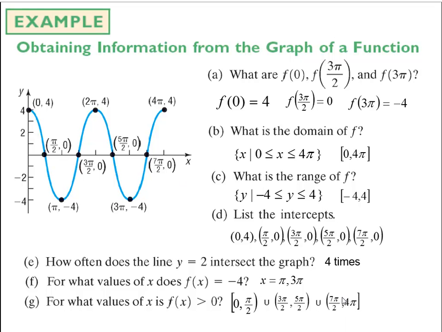And again, I'm going to use a parenthesis at 7 pi over 2 because I don't want it to equal 0. I want it to be greater than 0. And then I'm going to put a bracket at 4 pi because at 4 pi, the y value is greater than 0. So that's part of the solution set. All right, so that's the last question, letter G, for that example.